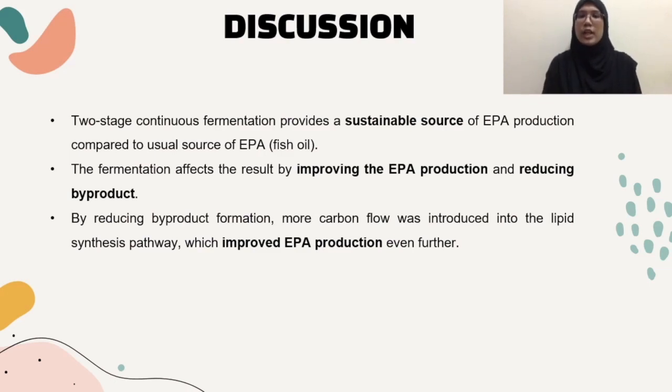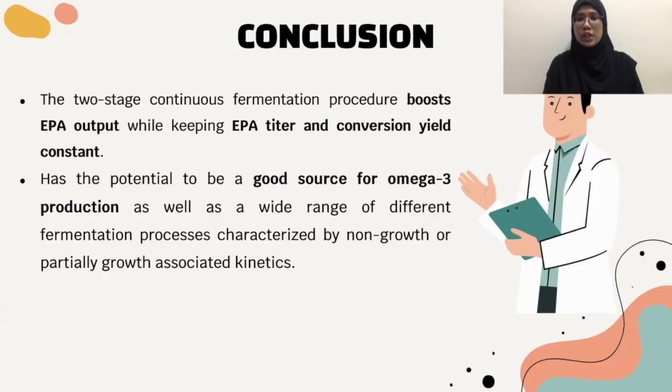As a conclusion, the two-stage continuous fermentation process boosts EPA production while keeping EPA titer and conversion yield constant. It also has the potential to be a good source for omega-3 production, as well as a wide range of different fermentation processes characterized by non-growth or partially growth associated kinetics.